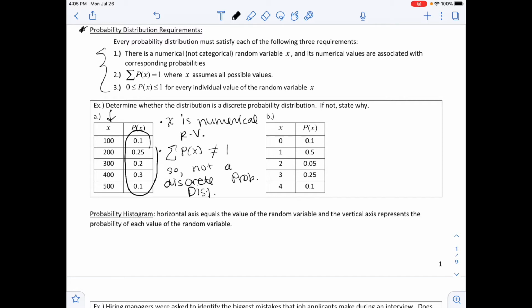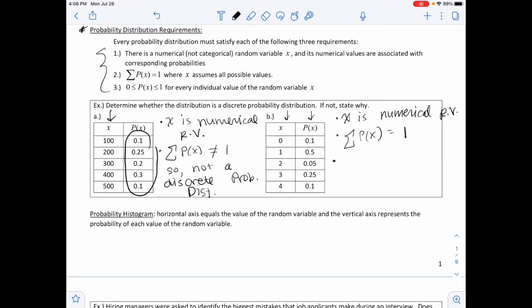So for part B, we have to check this again. The first thing says that x is going to be a numerical random variable, and yes, it is, because those are numbers. Next, we need to add up the sum of our probabilities and see what the sum of that second column is equal to. This time if you add it up, you'll notice that it is equal to 1, which is what we need it to be.